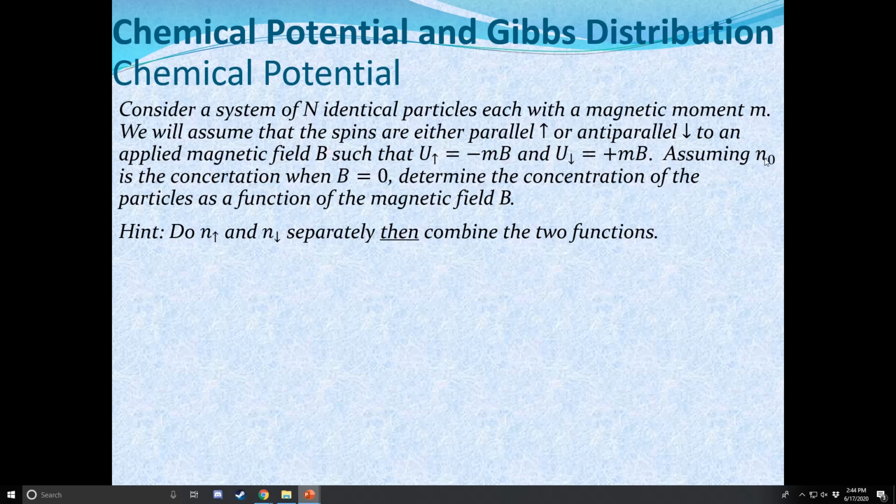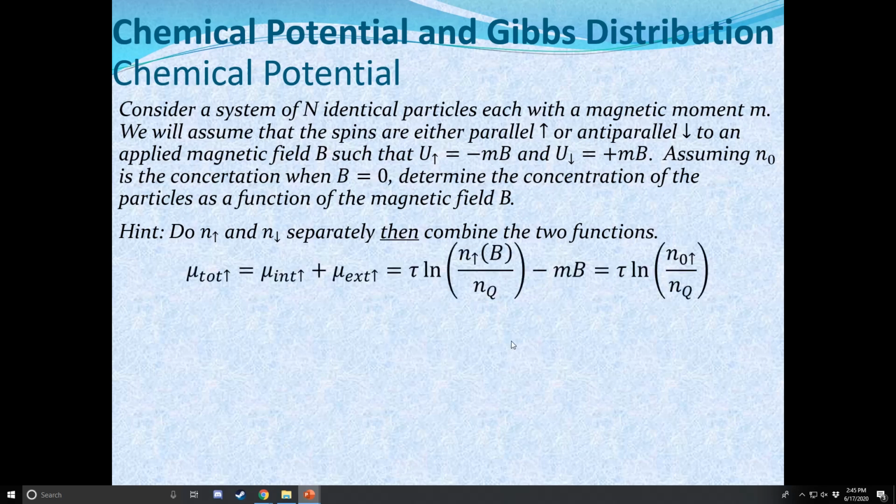And we're going to set the initial concentration to be when b equals 0. So they want the concentration as a function of b. Now the hint is that we want to figure out the concentration of spin up and spin down separately before we end up taking it all together. Very common thing with these questions that you always want to try and split it into more manageable parts. You don't need to eat a steak all in one bite.